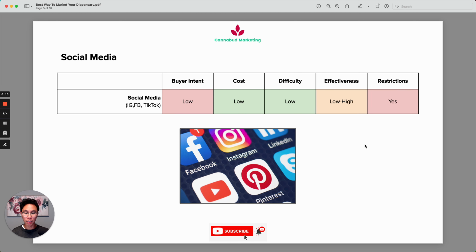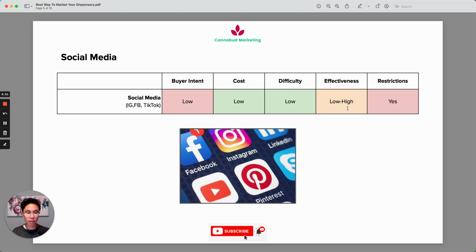Next one, social media. So the buyer intent is very low on social media, right? And the reason for this is because social media is an entertainment platform, right? People are being entertained. They're watching memes, they're watching funny videos, they're looking at cats, like whatever it is. People are not necessarily looking to buy on social media. Now, you may have some people who do come from social media. Everything that I'm saying is more general, there's context to everything. But in general, buyer intent for social media is really low, which is the reason why I say the effectiveness is low or high, right?